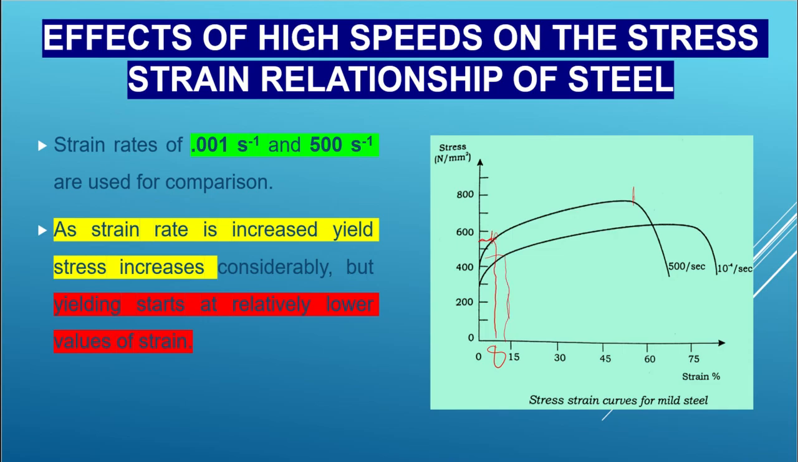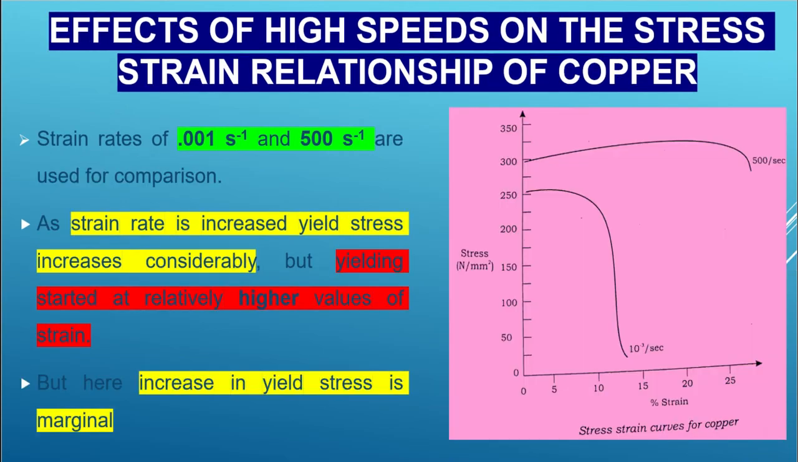So that is actually the effect. You need to write these particular points: for high strain rate, yield strength is high and yielding starts at lower values; for low strain rate, yielding starts at higher values. This is the effect of high speed on the stress strain relationships of steel. Then moving on to the next material, the effect of high speed on the stress strain relationships of copper.